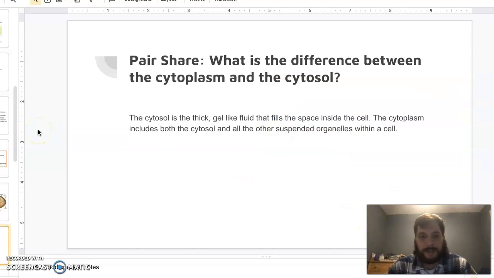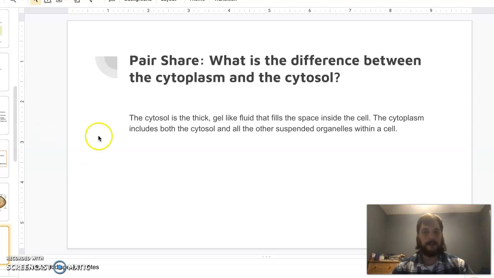For the next slide, let's go ahead and have another pair sharing opportunity. Go ahead and turn to your partner and discuss this question. What is the difference between the cytoplasm and the cytosol? I'll give my students about a minute to discuss that at most, and then I'll bring them back, have a pair or two share what they came up with, and then we'll go over the answer together.